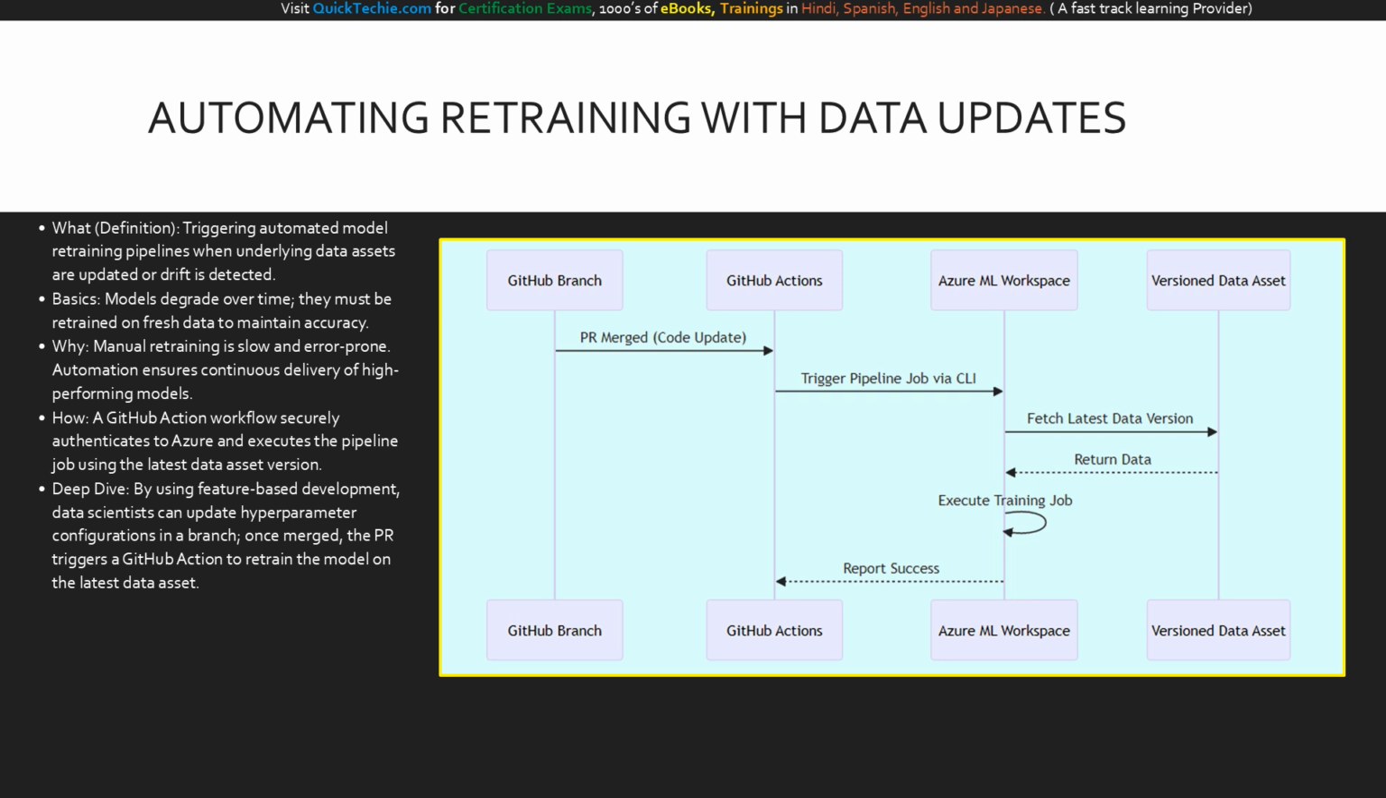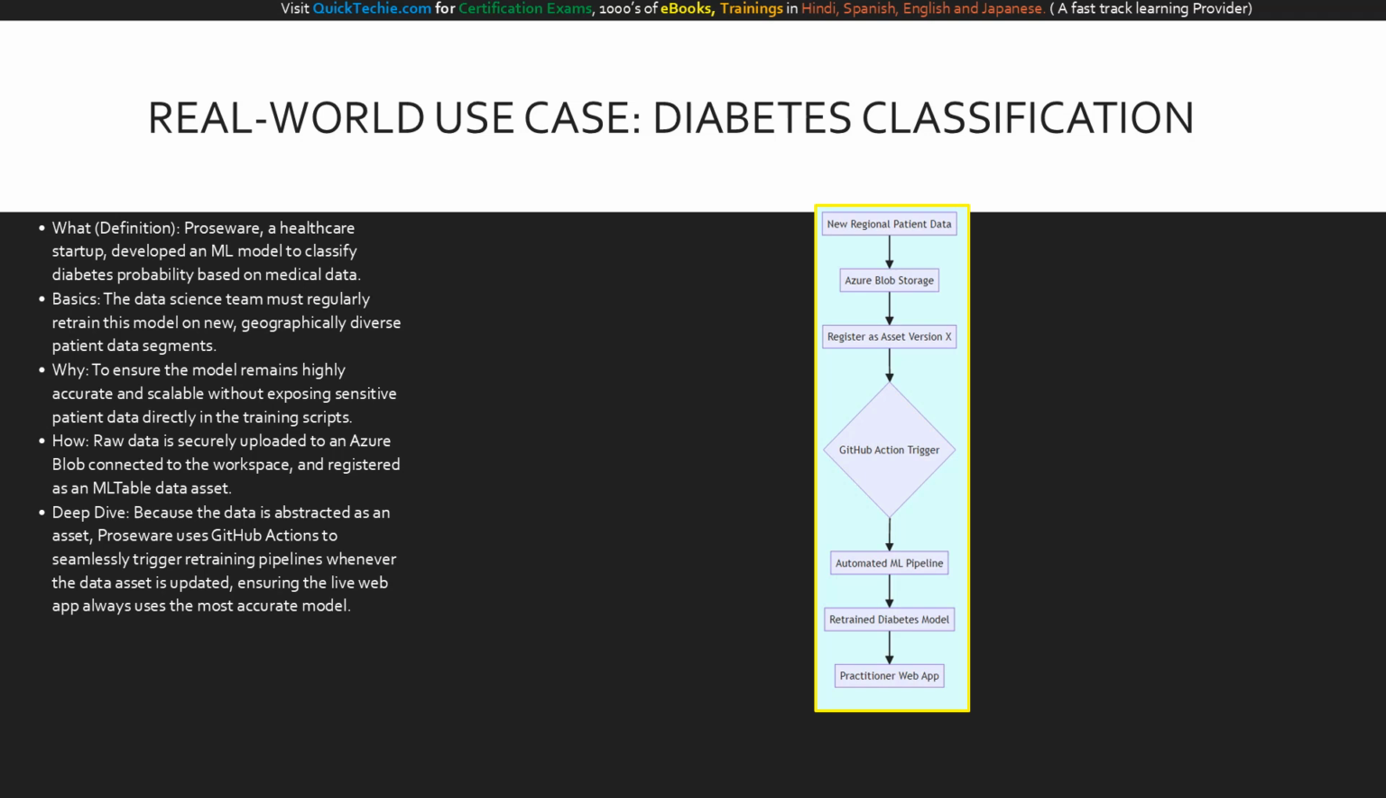A developer merges a pull request in GitHub, representing a code update. This immediately triggers GitHub Actions, which sends a command to the Azure ML workspace to start a pipeline job. The workspace automatically fetches the latest version of our data asset. The training job executes using this fresh data and reports the success back to GitHub Actions. Automation at its finest.